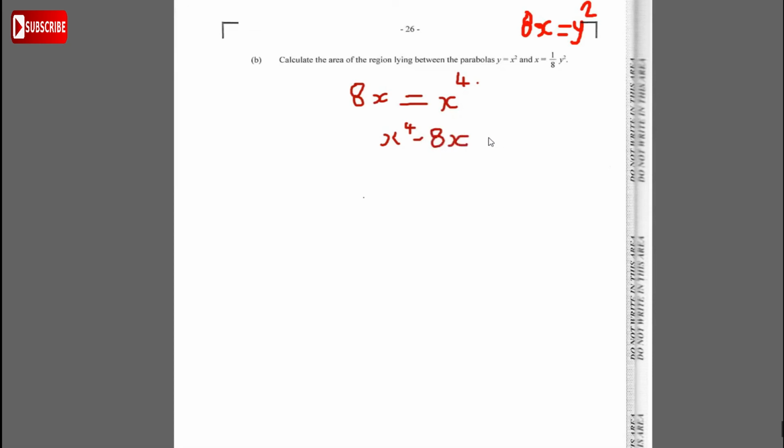And that's equal to 0. And so one possible answer will be x equals 0. That's one answer. Now the next answer I'm going to get is x cubed minus 8 is equal to 0. Now this is clear what x is. x equals 2. 2 cubed minus 8 is 0, so x equals 2. Clearly x must be 2. So the points of intersection are x equals 0 and x equals 2.